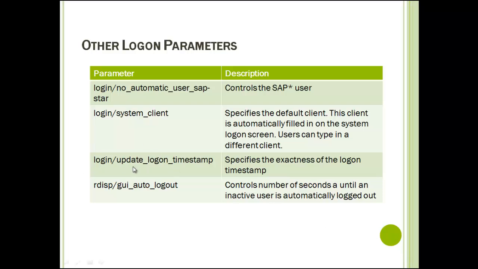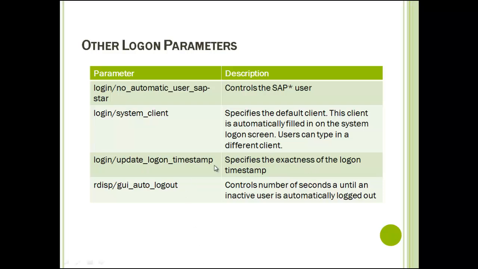Then the next parameter is update logon timestamp. This parameter specifies the exactness of the logon timestamp. As you know, whenever a user logs into our SAP system, we record the time when the user logged on. So we can specify the accuracy of this timestamp, whether it is in minutes, seconds or hours. Again, it depends on how accurate you want it to be.